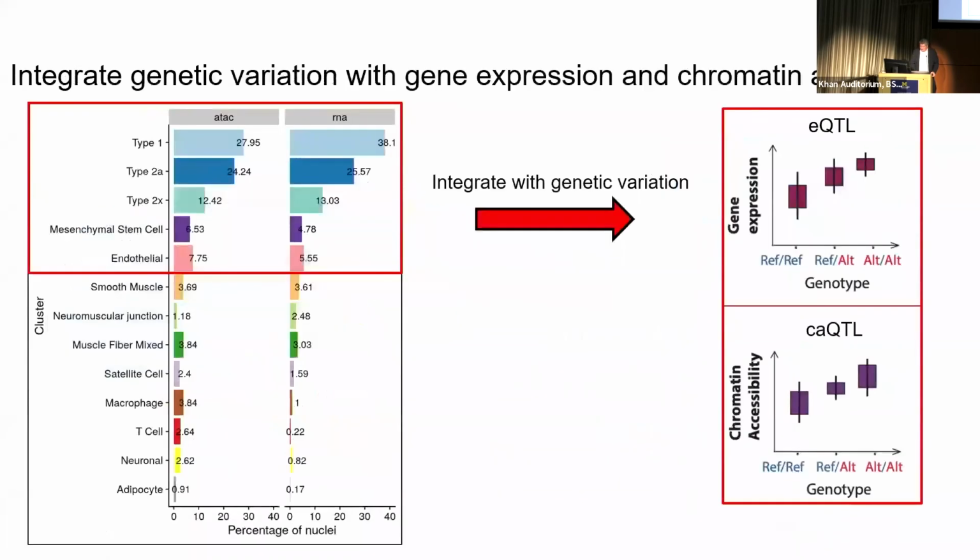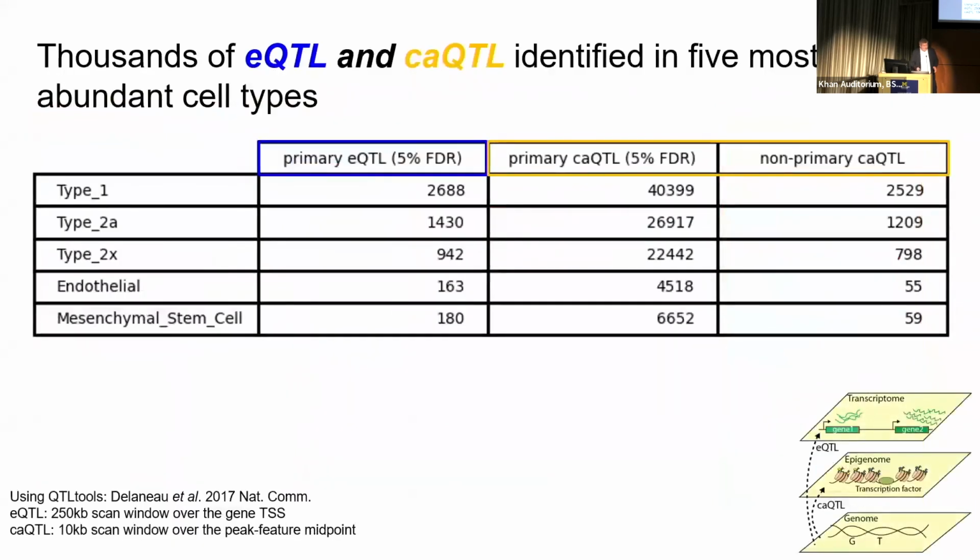It's kind of cool. So now we focused on the most abundant cell types for which we would have the greatest statistical power. And we did our integration with genetic variation data. So cell type specific, type 1 fiber, type 2A fiber, type 2X fiber, mesenchymal stem cells, and endothelial cells, we called eQTL and CA-QTL. And we get a lot of these, right?